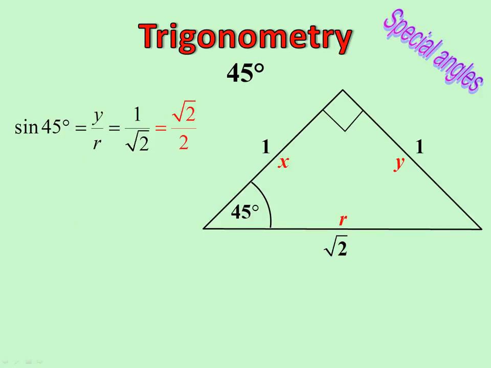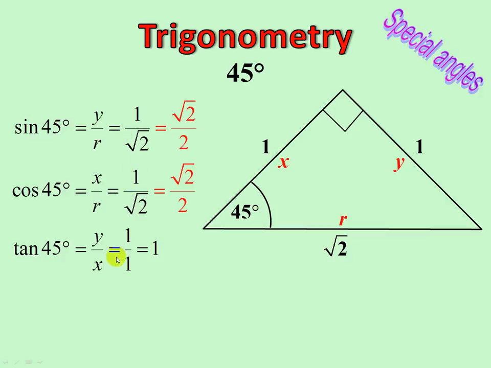Slot into our formulae, sine y over r, cos x over r, tan y over x. And here I have the trigonometric ratios for 45 degrees. Notice once again, 1 over root 2 goes to root 2 over 2. Rationalized denominator, because the calculator will give you that answer, not that answer.